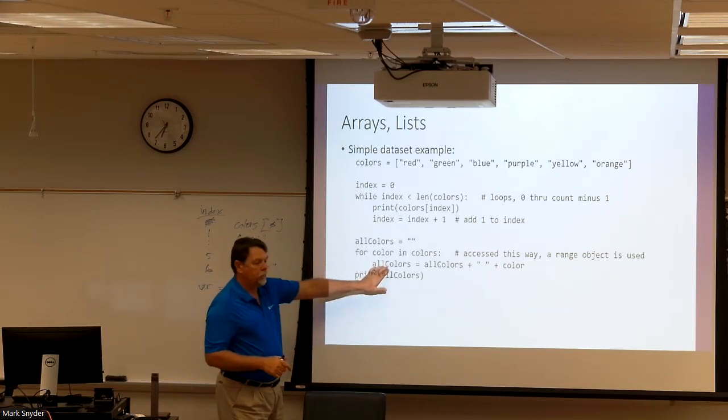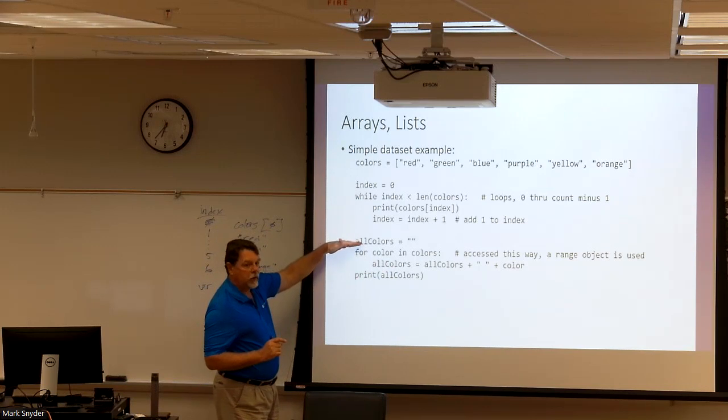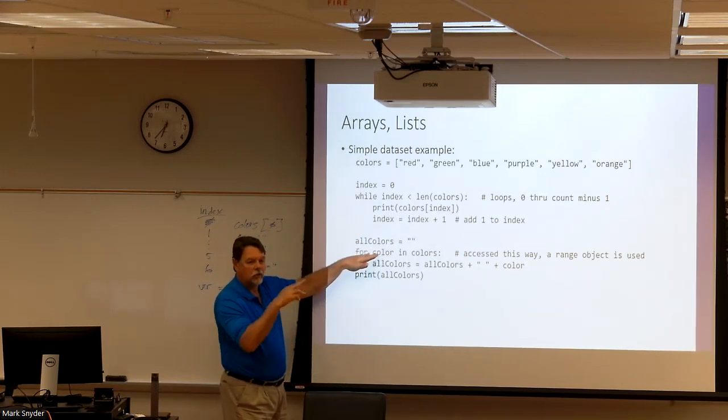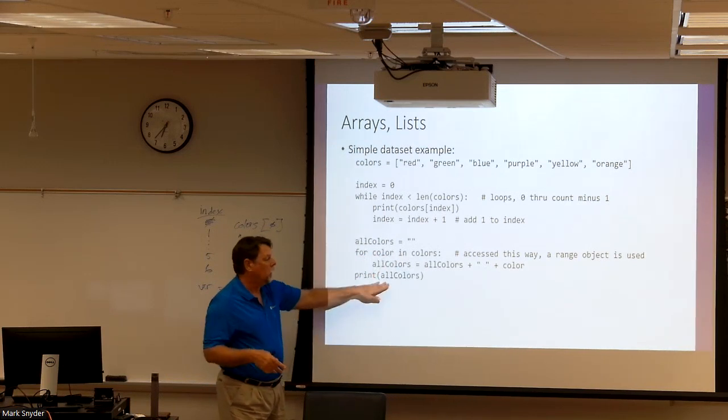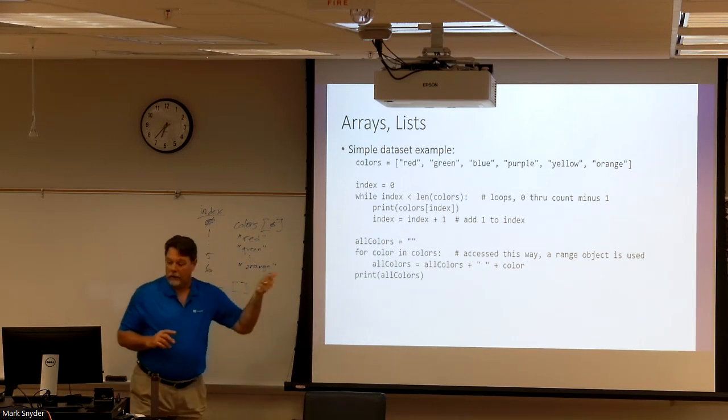What's the value of all colors? Well, it depends. Up here, it doesn't exist. Here, it's blank. Here, well, it's going to change throughout the iteration through the loop. And then I'm going to print the whole string at the end. You just need to be aware of that. So I like this pattern.